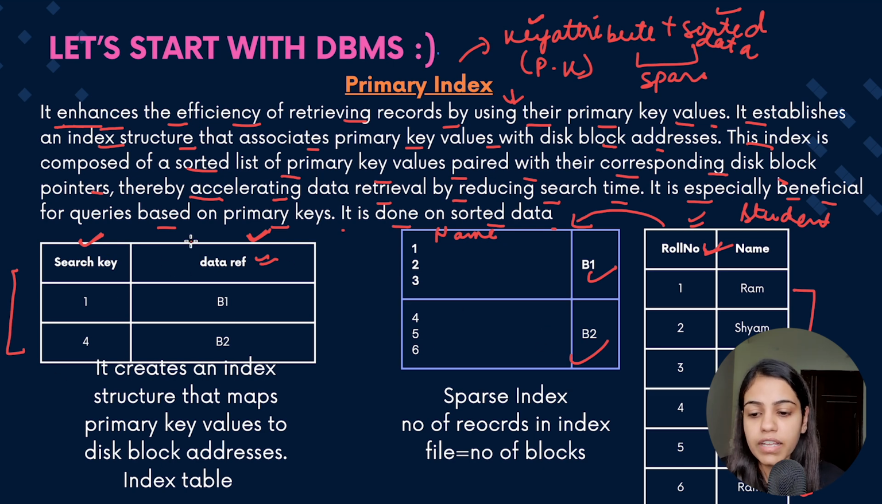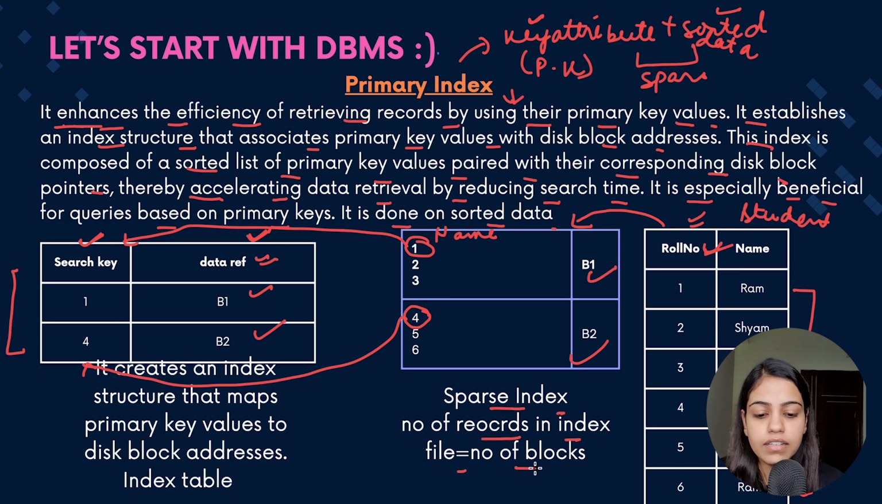Now whenever we are making the index table, as I told you, when we use the sparse index, we only provide the first element of the given block in our index search key. So here we are providing 1 for block B1, and here we are providing 4 for block B2. So here we have provided the address for those particular blocks. In a sparse index, the number of records in the index file is equal to the number of blocks. So here we have 2 blocks, so there are 2 entries present in our index table. So this is our index table, which creates an index structure that maps primary key values to their corresponding disk block address.